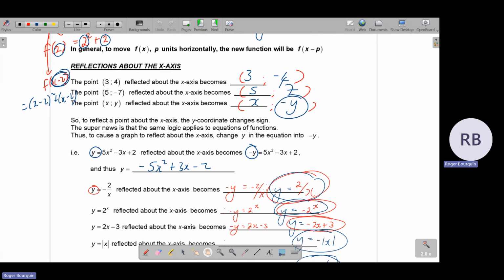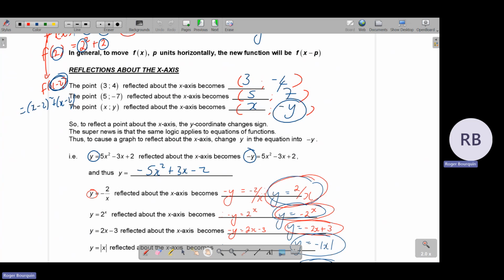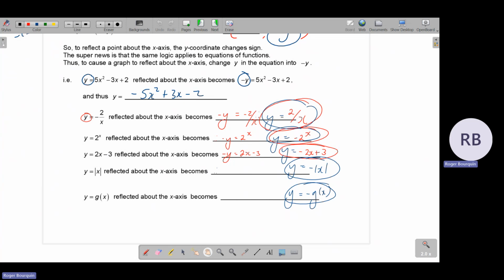Then, reflections about the x-axis. If you fold something over the x-axis, think of a point: 3, 4 would become 3, negative 4. 5, negative 7 would become 5, 7. What's changing sign? The y coordinates. In algebra, negative y means the opposite of the original y, not necessarily negative. Take 5x squared minus 3x plus 2. Whatever you do to a point, you do the same thing to an equation. When I reflect a point about the x-axis, the y coordinate changes sign, so you do the same thing in the equation.